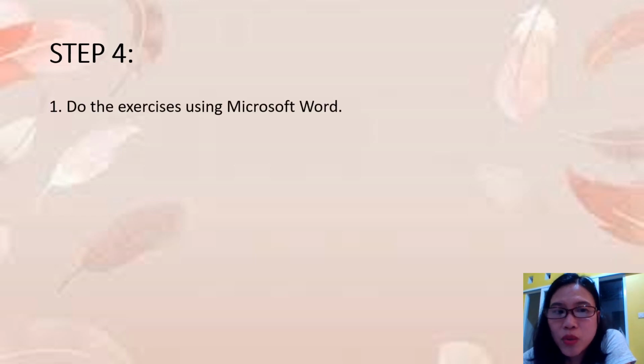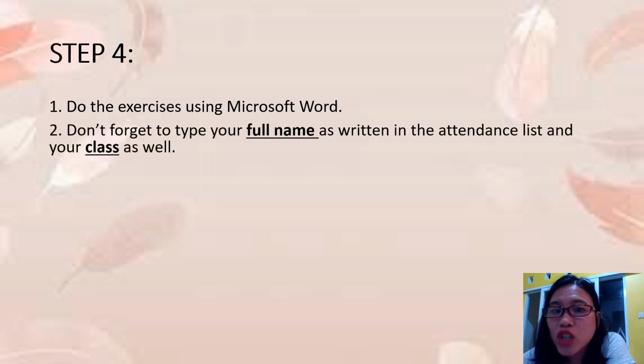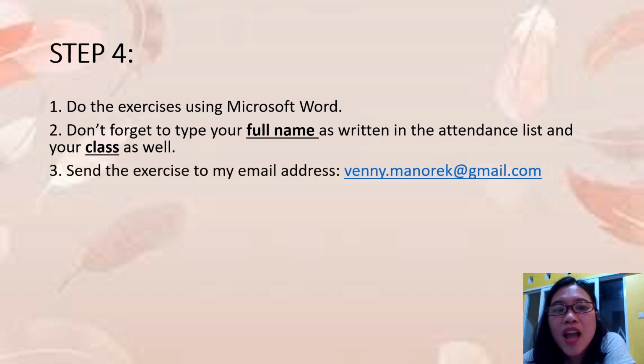Okay, now go on. Step 4, the last step. The first one is you have to do all the exercises using Microsoft Word. You have to type the assignment using Microsoft Word. And then number 2, don't forget to type your full name as written in the attendance list together with the name of your class as well. And then send the assignment to my email address as listed there on the screen.